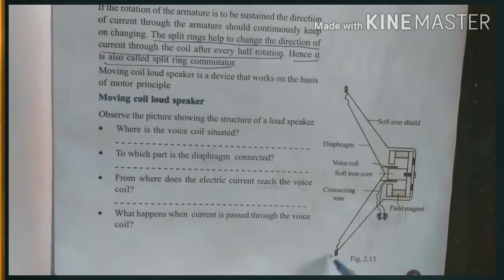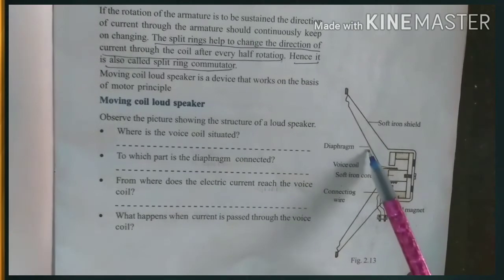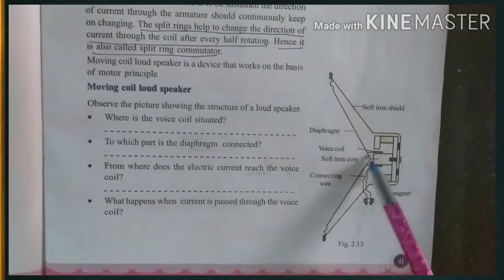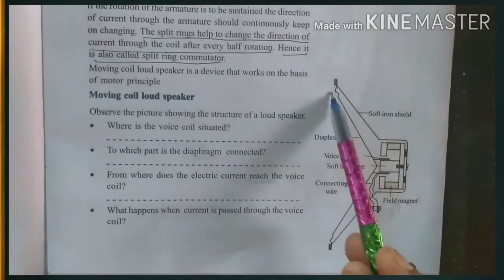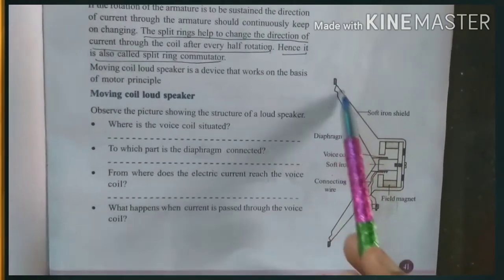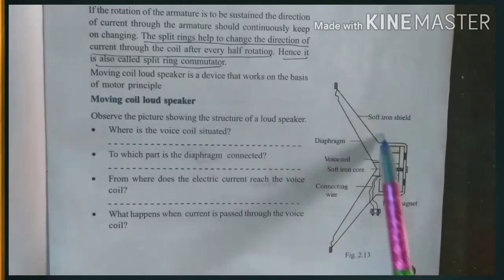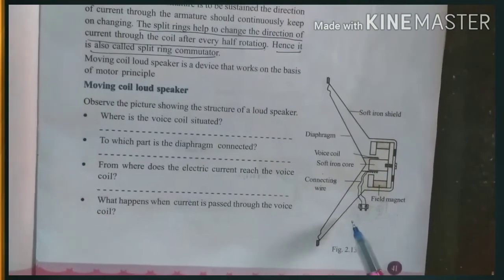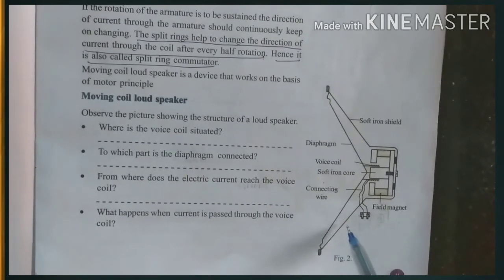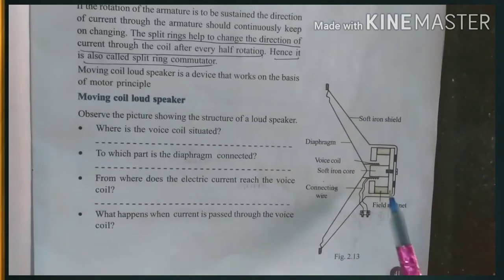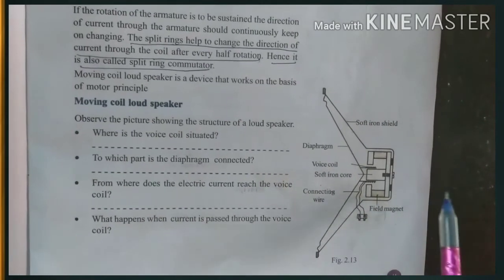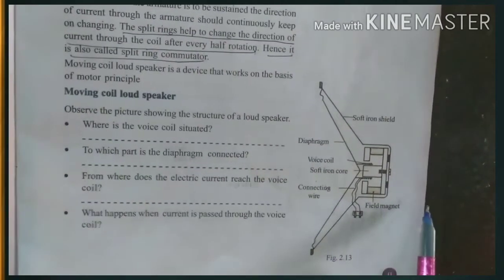And in connection with this solenoid there is a paper diaphragm or a paper cone, or it is simply named the diaphragm. So connected to this voice coil a diaphragm is kept, and the diaphragm is attached to a soft iron shield. A soft iron covering is given here. So what happens? See, the working is very simple. Suppose you are singing on a microphone.